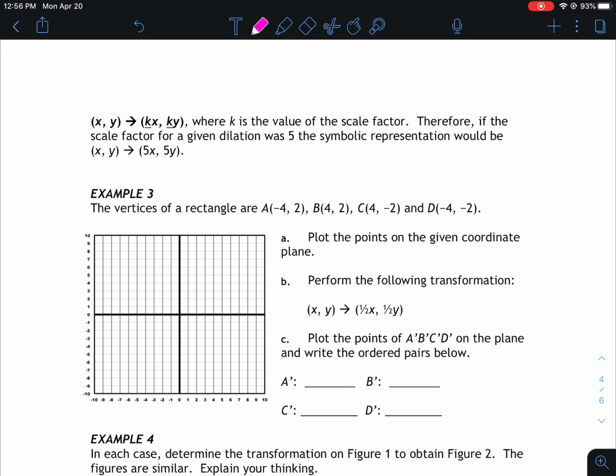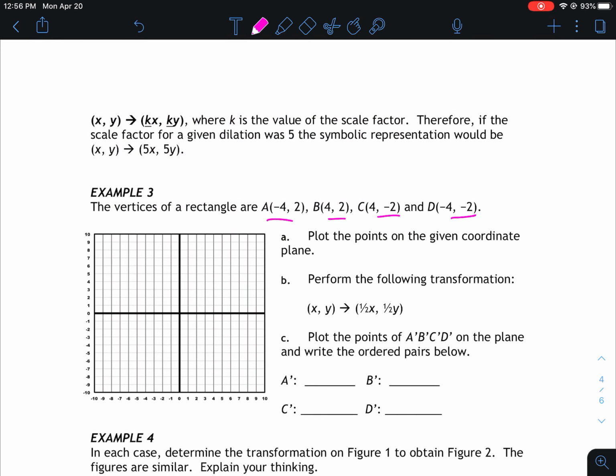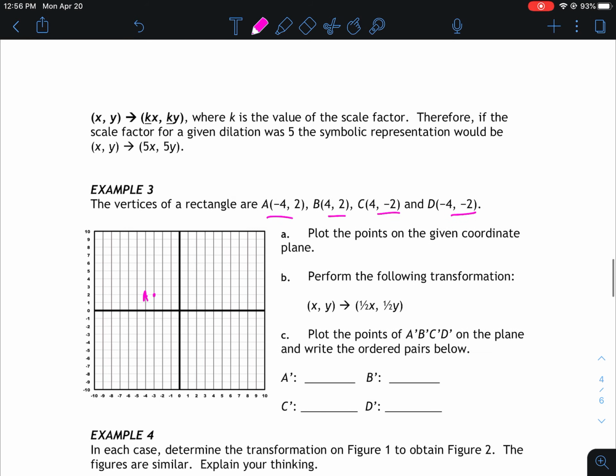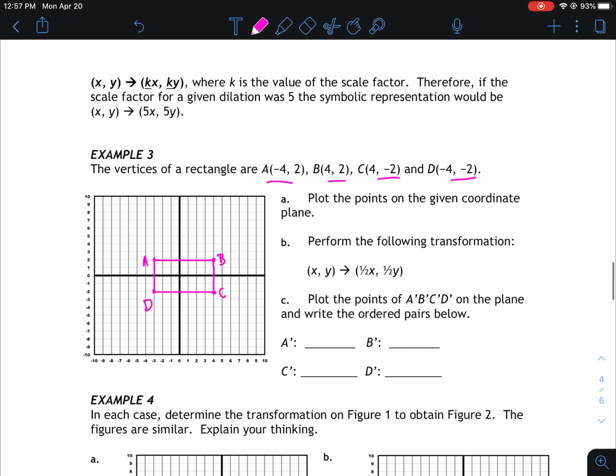Okay, example number 3 here. We have letters A, B, C, and D. So I'm going to go ahead and graph those. -4, +2. Then I have +4, +2. Letter C is at 4, -2. And letter D is at -4, -2. So this makes me a giant rectangle here. Hopefully that didn't mess up anything.